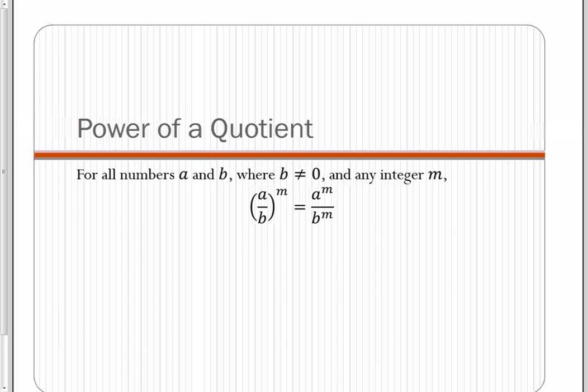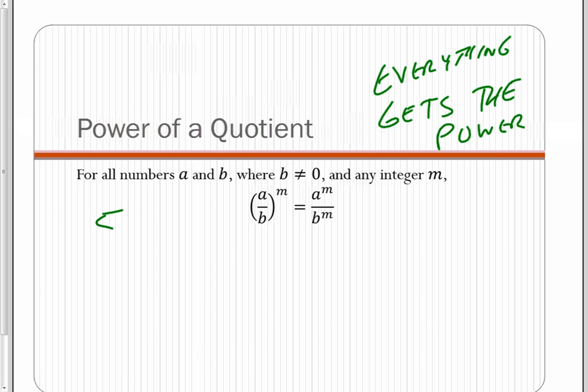This is really just a variation on having a power on the outside. What happens when it's on the outside? Multiply everything on the inside. Everything gets it. And this is just saying it doesn't matter if you have a fraction on the inside. Everything gets the power.